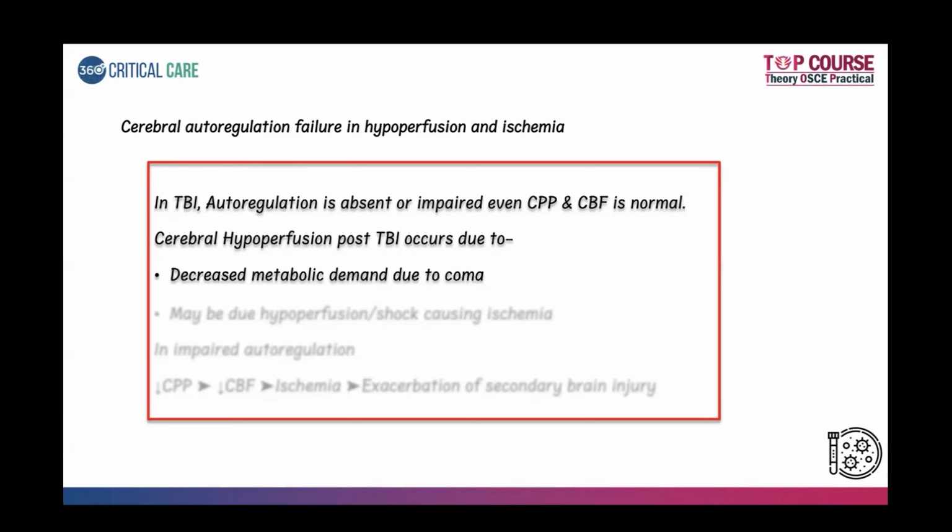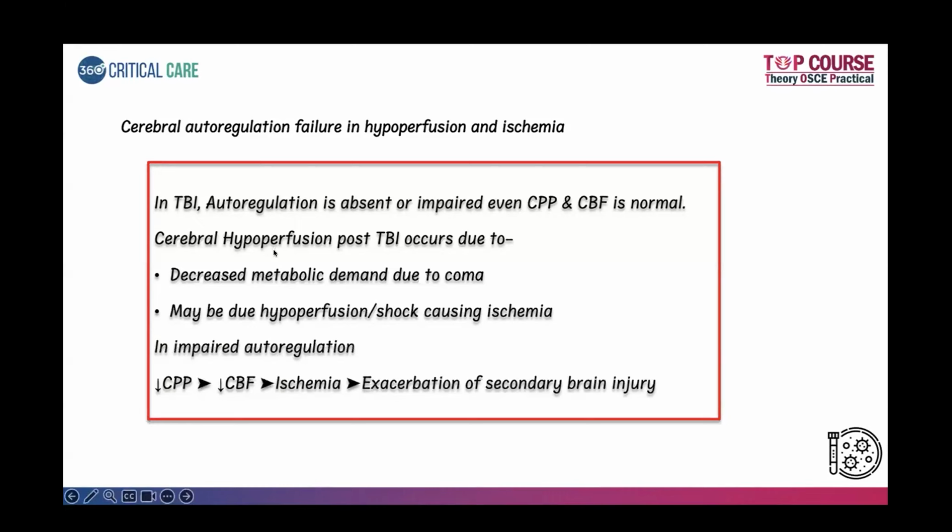the patient has. If you sedate the patient, there is less cerebral metabolic requirement, and you can have less blood supply to the brain, causing less perfusion or cerebral blood flow into the brain, or it may be due to hypoperfusion or shock causing ischemia. Suppose a traumatic brain injury patient has a hemorrhagic shock, in that case also there will be less blood supply to the brain.